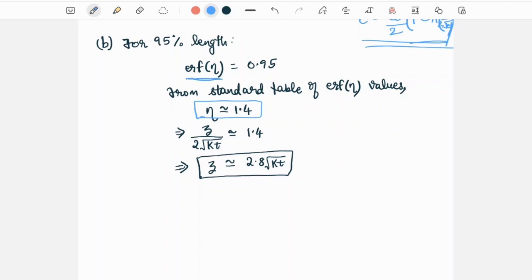And we know what our eta formula is. It's z upon 2 root of kt. So we just equate that, and this is basically going to be our L(t). This is the final answer, dependent on t, because they've asked us for L(t). They've not given a specific time, which is why it's a function of t. K is a constant. So our length for which the 95% concentration change occurs is 2.8 times root of kt. And that's our final answer.